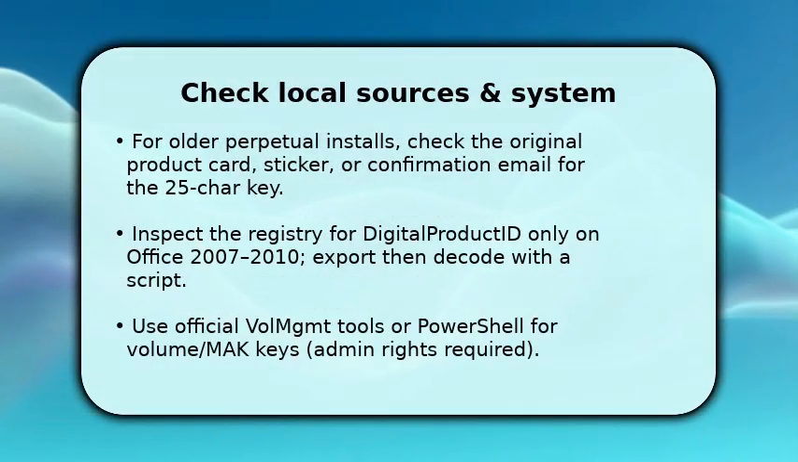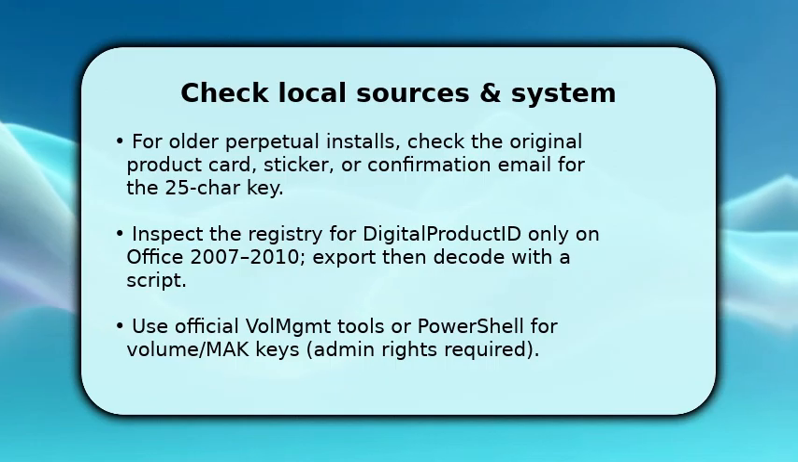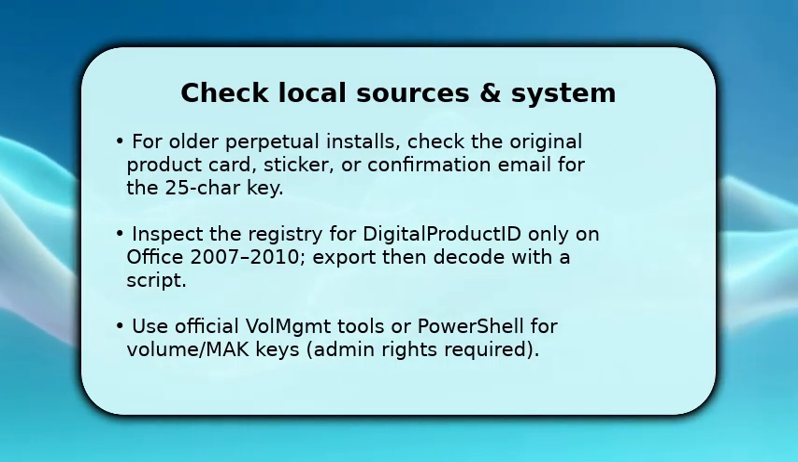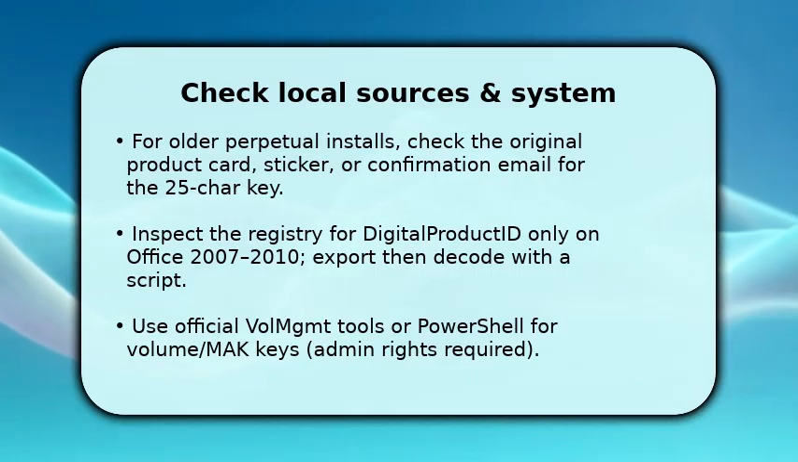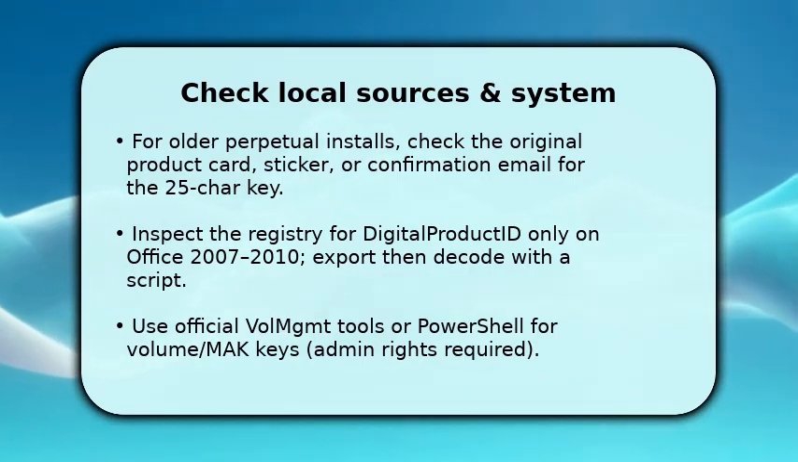Examine the original box, certificate of authenticity sticker, or your purchase email for a 25-character product key. If you have Office 2007-2010, the digital product ID lives in the registry, but it's encoded. Export the value and decode it with a known script or official tool. Do not edit the registry.